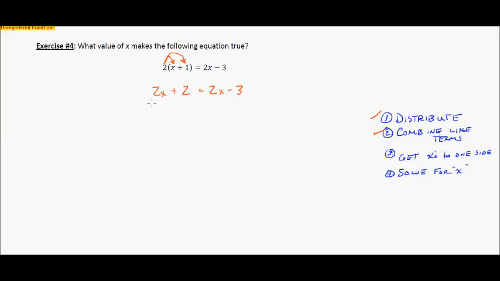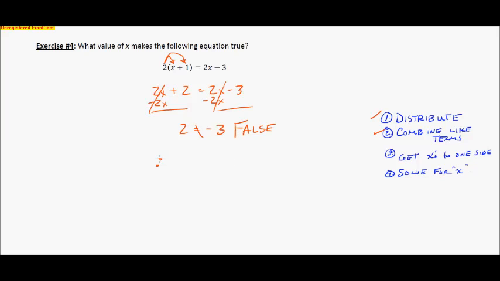And next we need to get the x's to one side. So I'm going to take away 2x here. And take away 2x here. And look what happens. Those go away. 2 minus 2 is 0, and 2 minus 2 is 0. So I get 2 equals negative 3, and that is false. That is not equal to each other.